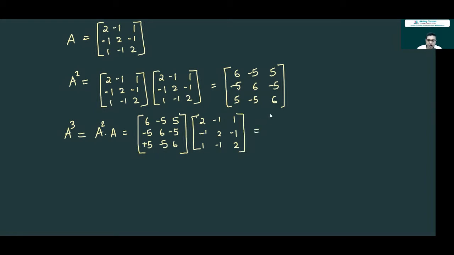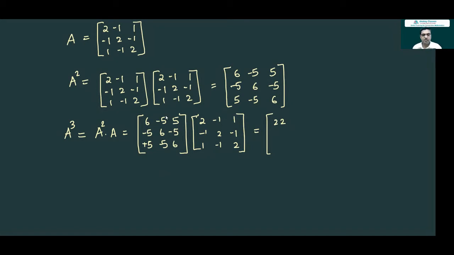So a square multiplied by A, you will get A cube. First row multiplied by the first column: 12 plus 5, 17 plus 5, 22. Okay, next.